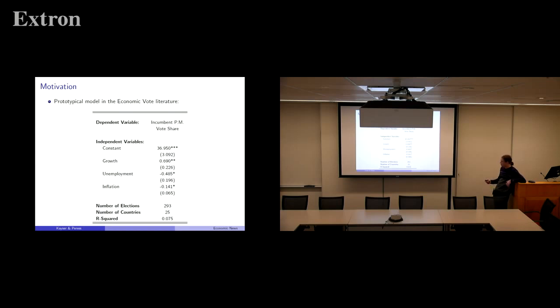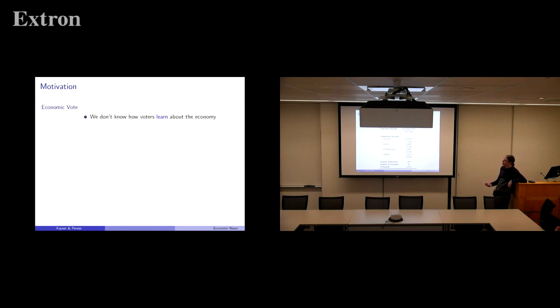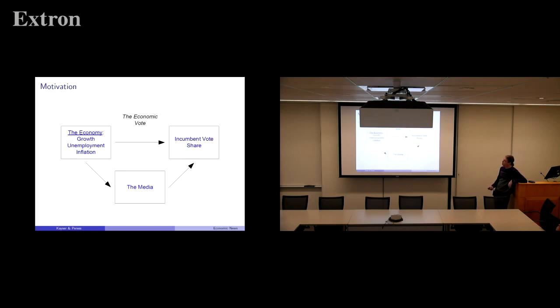So basically, if we have the incumbent prime minister's vote share as a dependent variable, growth has a positive effect on the incumbent prime minister's vote share, unemployment has a negative effect, inflation has a negative effect. So in other words, the incumbent prime minister's party is rewarded for high growth and is punished for high unemployment and high inflation. What we know a lot less about is how voters actually learn about the economy. So one hypothesis for how voters learn about the economy is through the media.